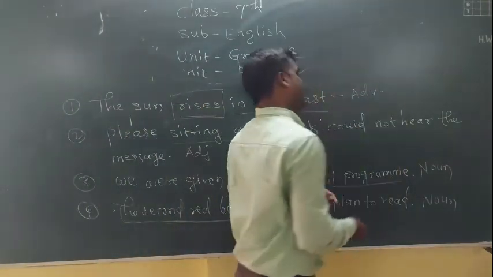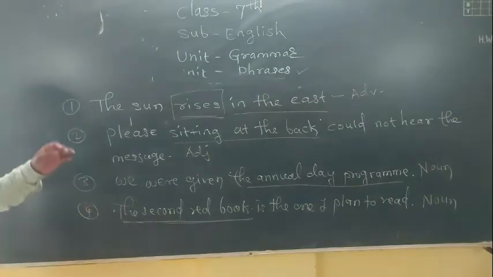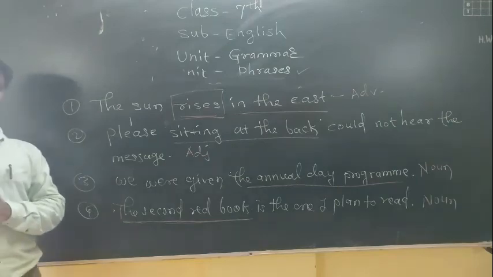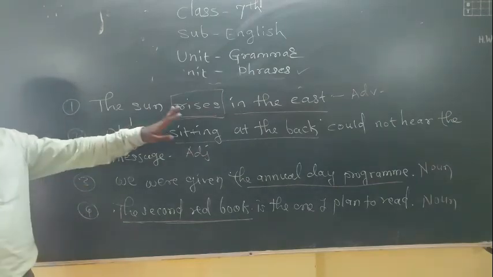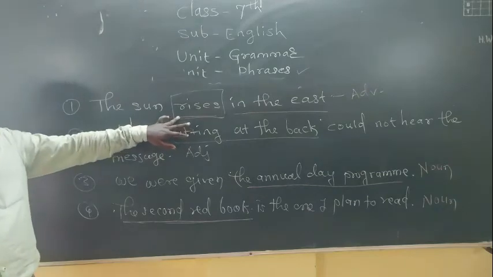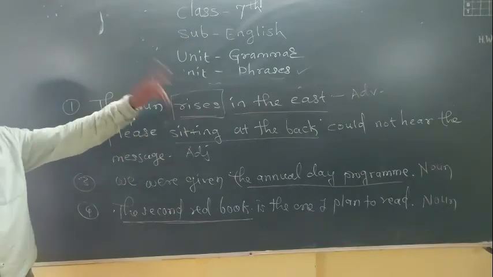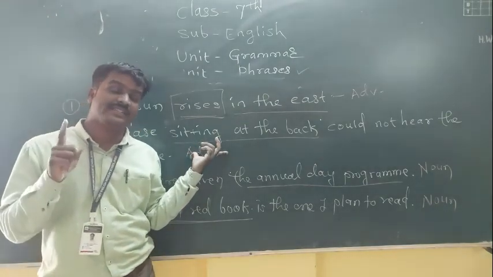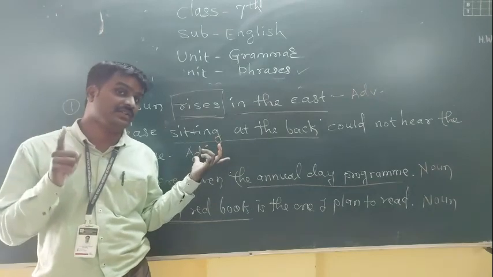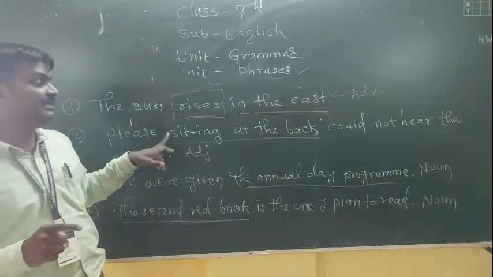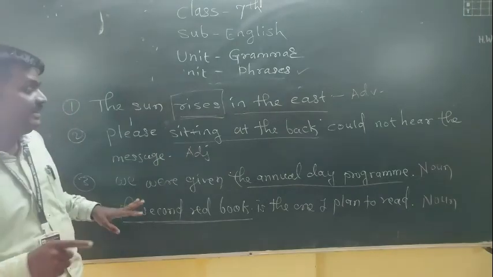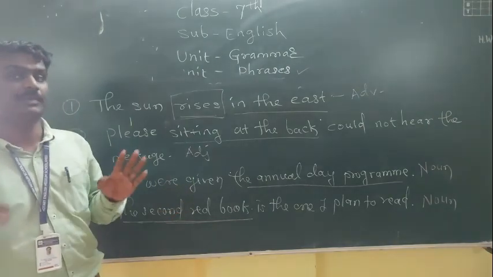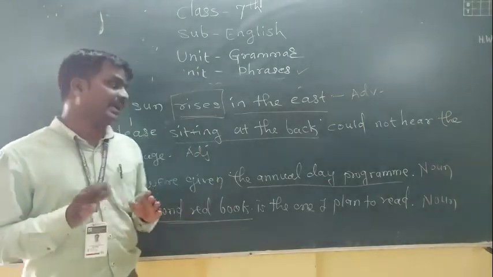Once again, I am revising this. When a phrase modifies the noun, or describes the noun, that is called an adjective phrase. When a phrase modifies the verb, or finite verb, or main verb, that is called an adverb phrase. Sitting at the back is an adjective phrase. And what is meant by noun phrase? It is the name of a person or thing. When the phrase functions as a noun, that is called a noun phrase.